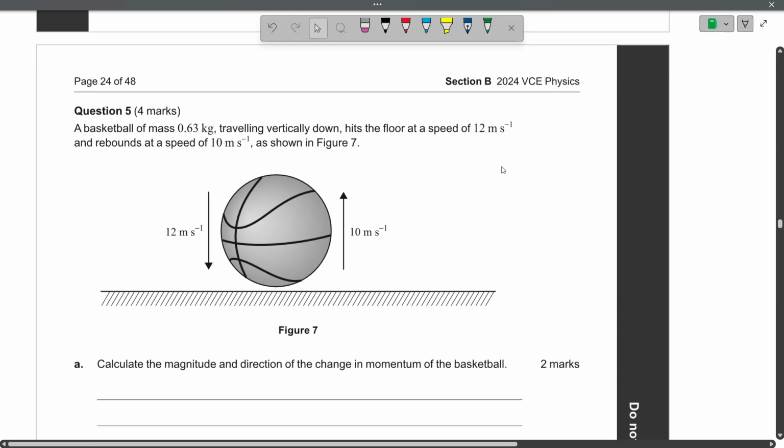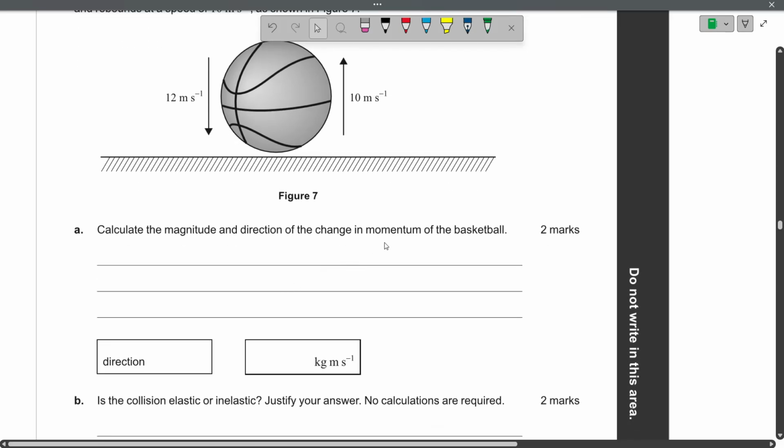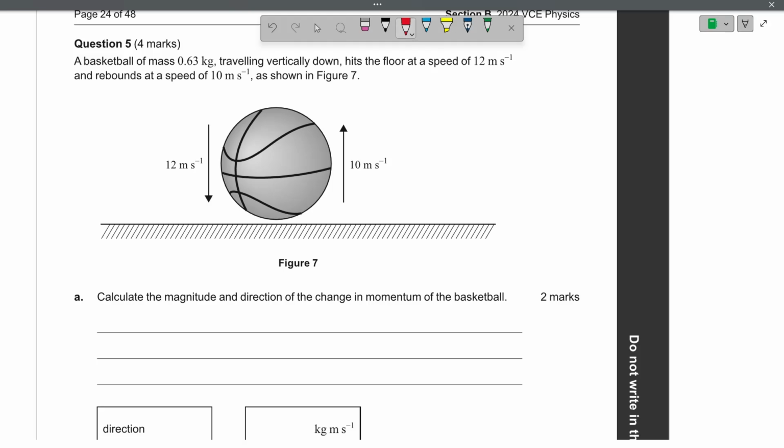Question 5. A basketball of mass 0.63 kilograms traveling vertically down hits the floor at a speed of 12 meters per second and rebounds at a speed of 10 meters per second as shown in figure 7. Calculate the magnitude and direction of the change in momentum of the basketball. Okay, so what is change in momentum? Change in momentum is the final momentum minus the initial momentum.